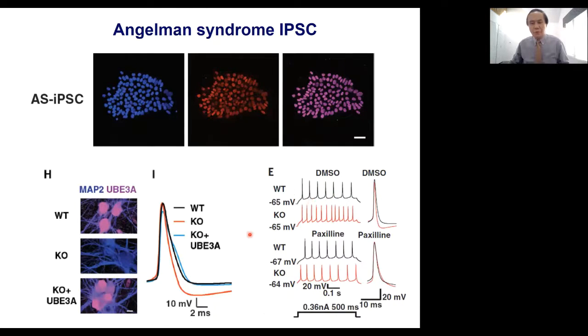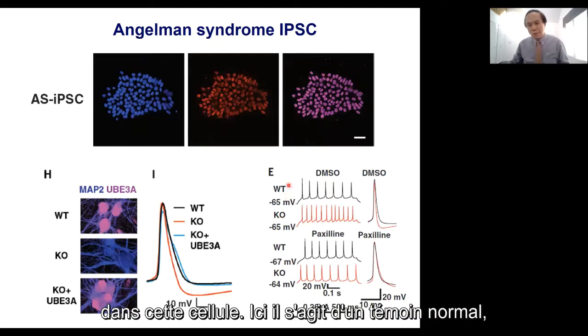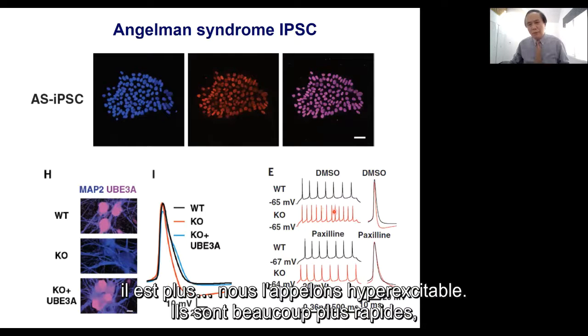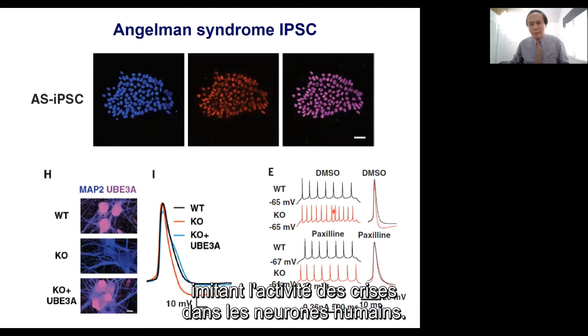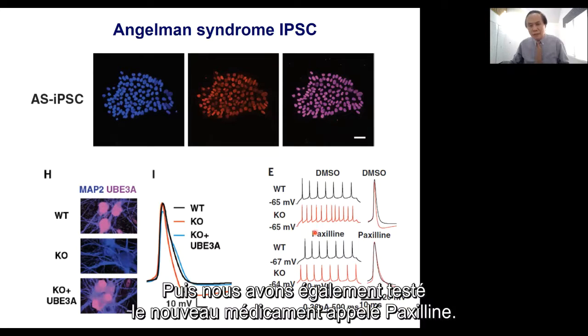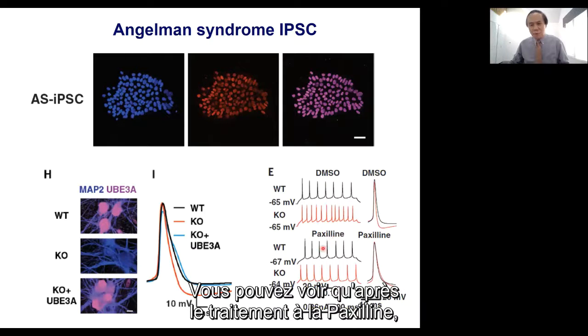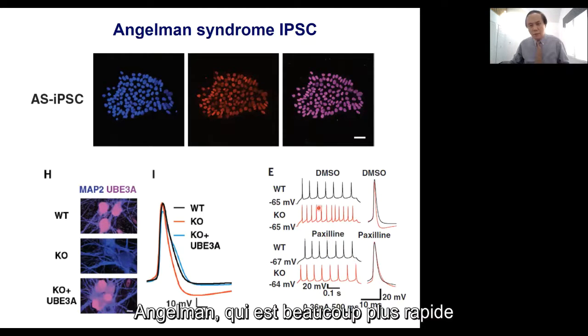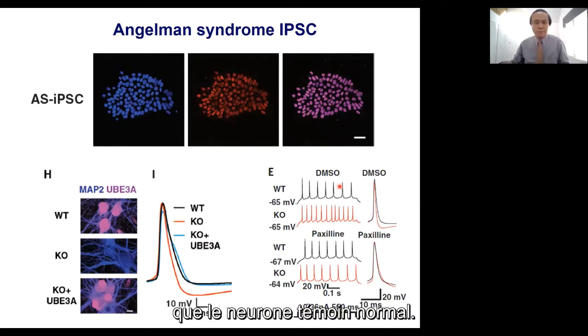And for this cell, this is a normal control. This is the Angelman patient. You can see the current is more, we call it hyper-excitable, basically firing much faster, probably mimicking the seizure activity in the human neuron. Then we can also test a new drug called Paxalisib. You can see after Paxalisib treatment, this Angelman neuron became similar to the normal control. Compare here, this Angelman neuron is much faster than the wild type normal control neuron.